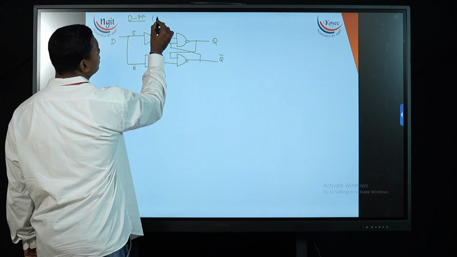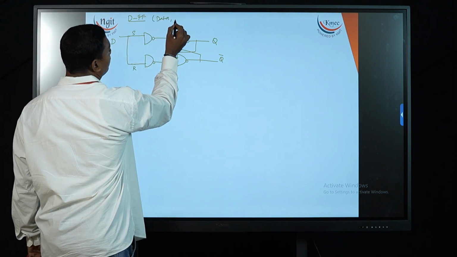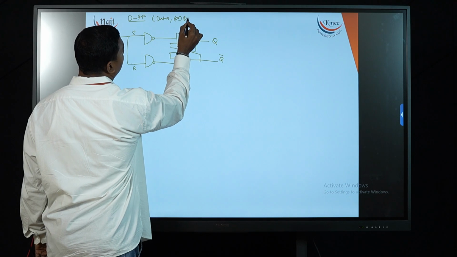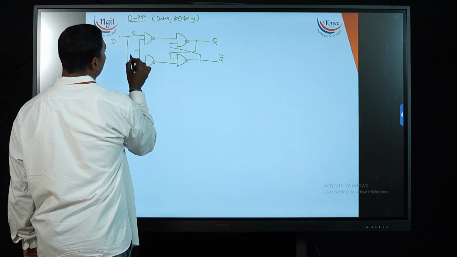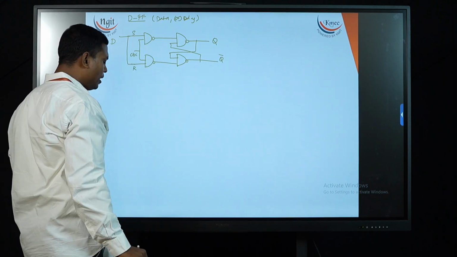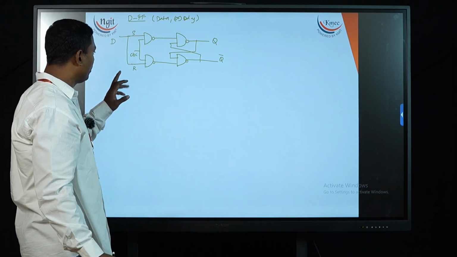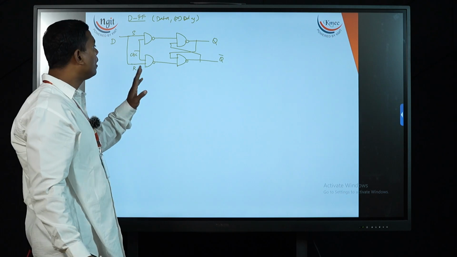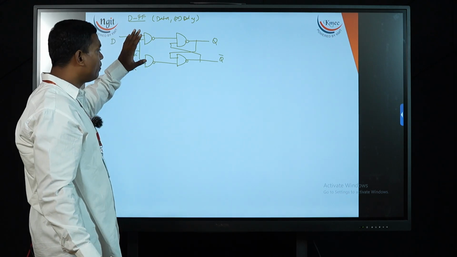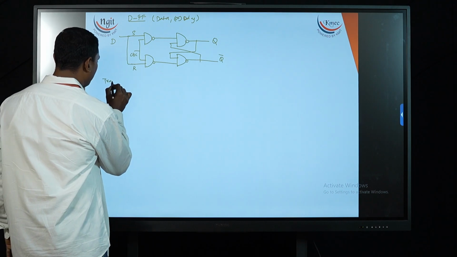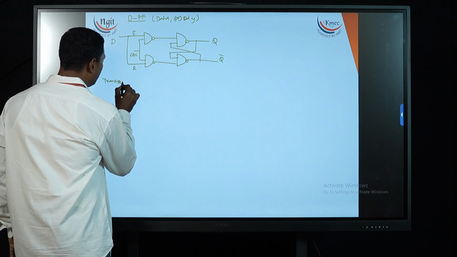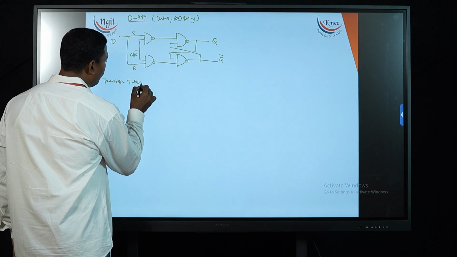Now here D stands for data or delay. Now I am combining these two also by providing a clock. So this is a circuit diagram which is going to tell me about the D flip-flop working nature. Now let us write the transition table for my D flip-flop.